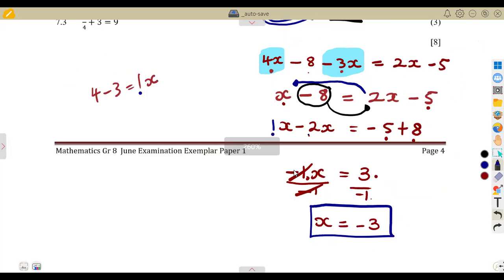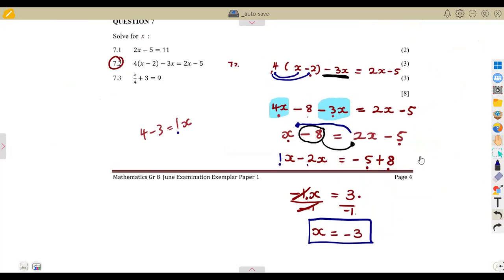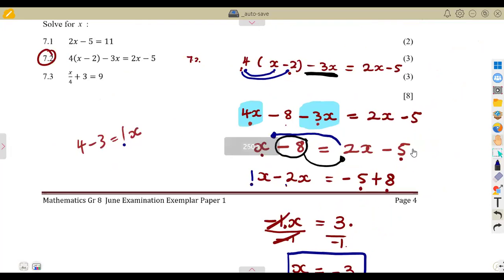Our x is minus 3. That is how you answer these questions. Make sure that you just follow up the brackets, expansion of brackets, this and that.